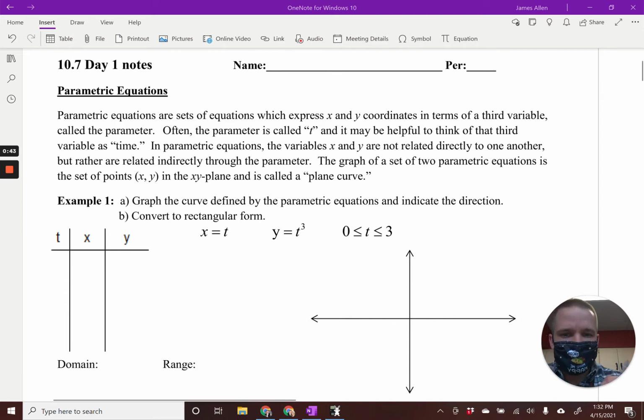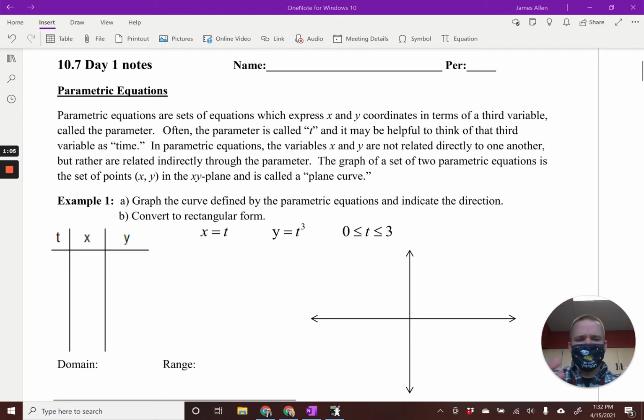So we want to graph the curve defined by the parametric equations and indicate the direction. So we are going to add little arrows along the path, okay? And then we're going to convert it to rectangular form. So I have an equation for x, okay? x equals t. Then I have y equals t cubed. And then I have a domain restriction for t here from 0 to 3.